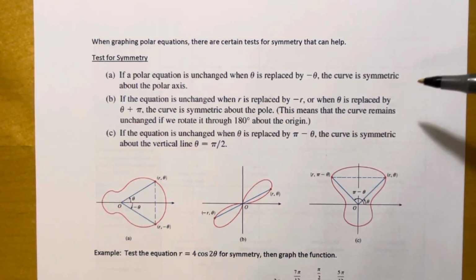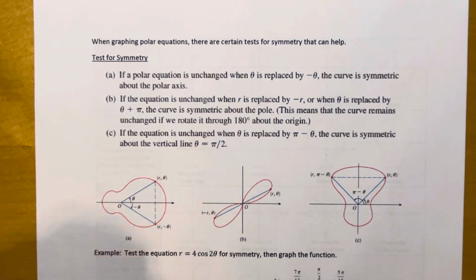Replacing theta by negative theta leaves our polar equation unchanged. In other words, if I flip this entire thing about the polar axis, I get the same curve.